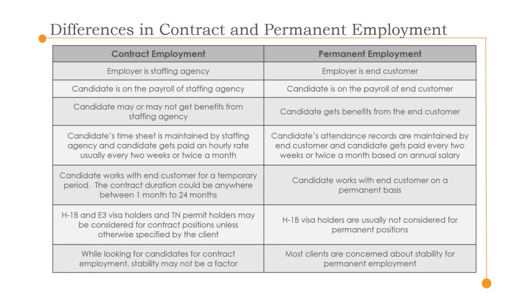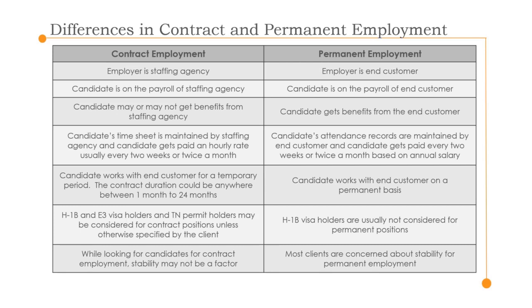The contract duration could be anywhere between 1 month to 24 months. Whereas in permanent employment, the candidate works with the end customer on a permanent basis. In contract employment, H-1B and E-3 visa holders and TN permit holders as well may be considered for contract positions, unless otherwise specified by the client.